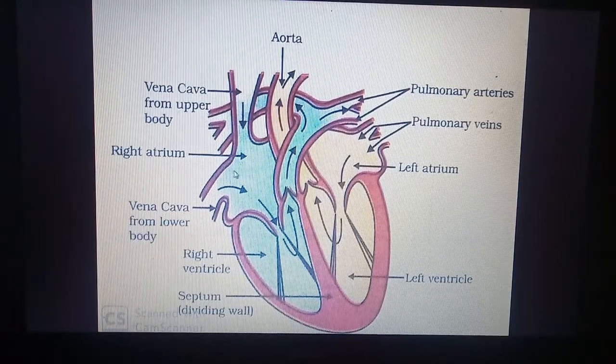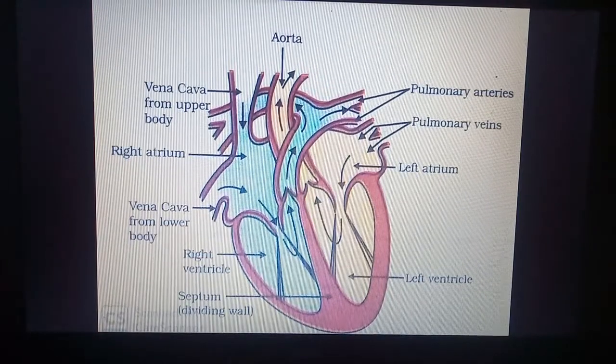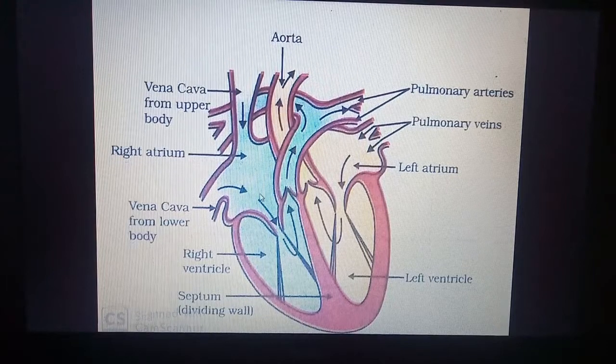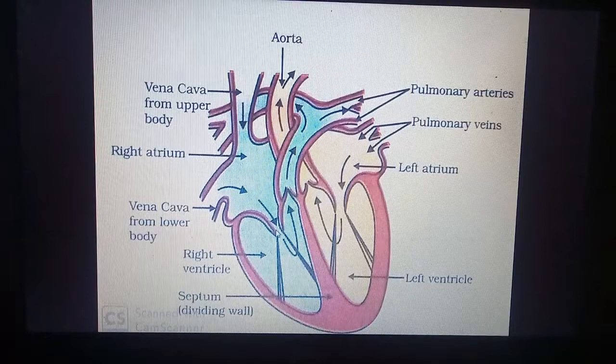Now the heart also has different valves. So what are valves? They are flaps. They are parts which prevent backflow of blood, so that the blood which is moving forward will not return back. So the first type of valves are the atrioventricular valves. We can see that they are found between the atrium and ventricle. So this is the right atrioventricular valve. It is also called the tricuspid valve because it has 3 flaps.